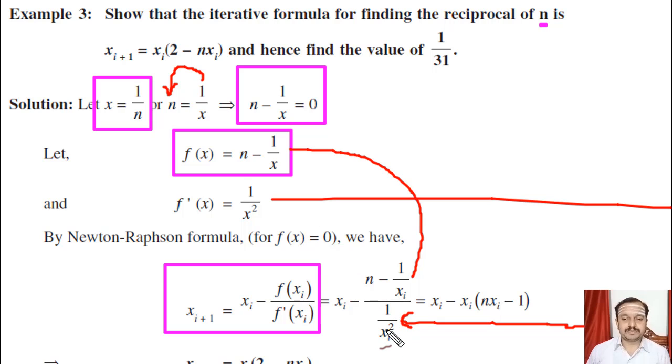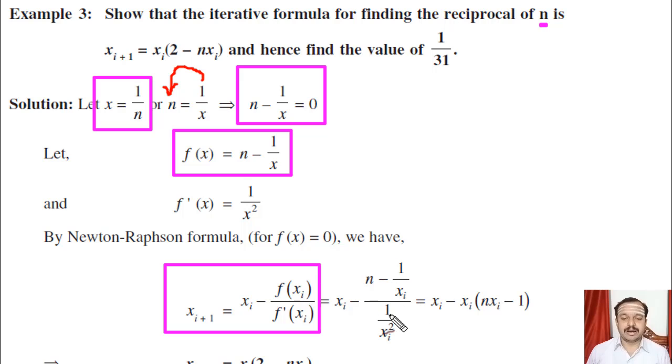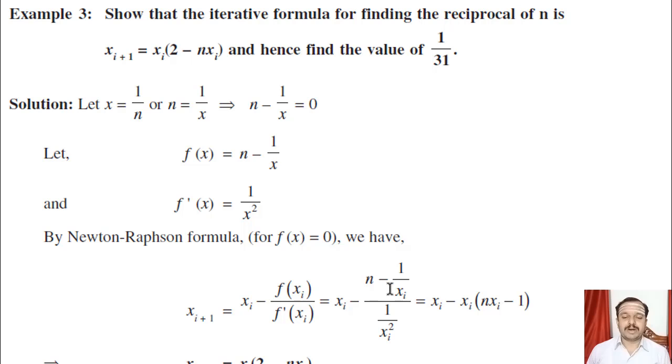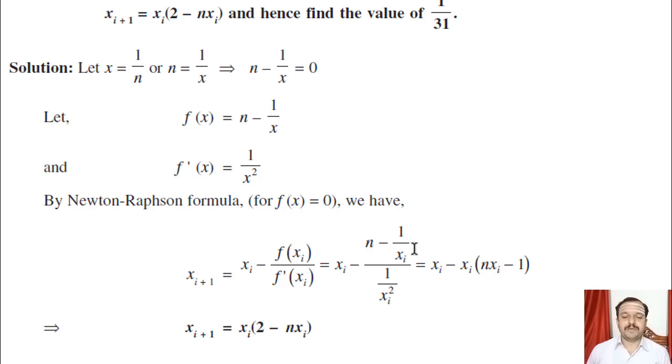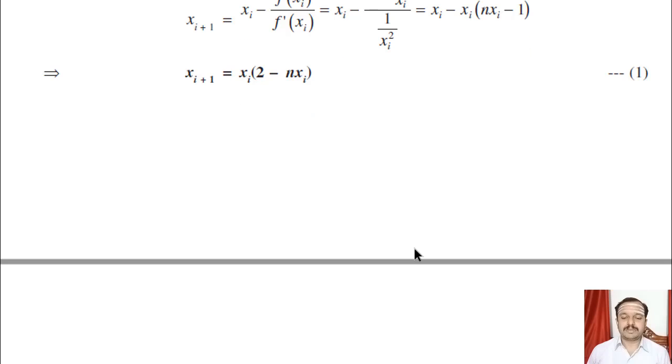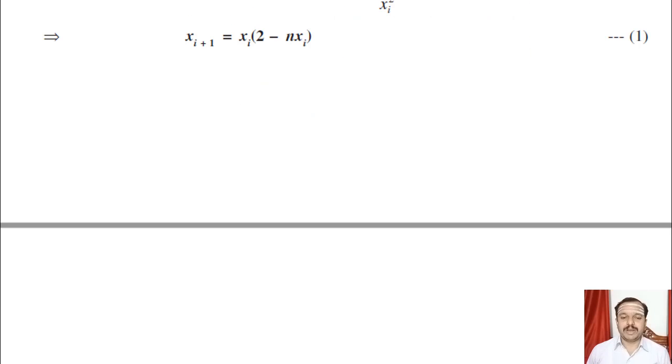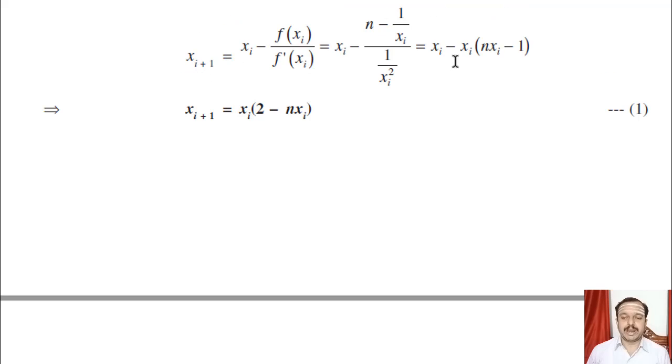Now let us simplify. After cancelling and taking the LCM and all, the expression is going to be this. Please try to see what the simplified form is. If you write it systematically, we get x i plus 1 equal to this expression, and let us rewrite it in a systematic way and take it as a formula. So this is the new formula.